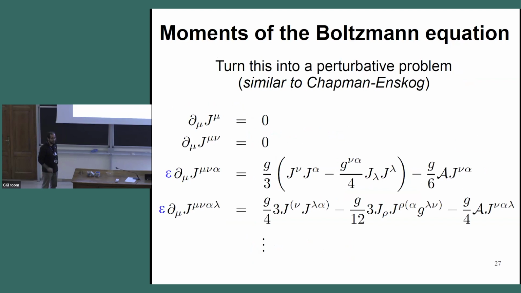So this is the trick. When I integrate the Boltzmann equation, I get rid of any mention of F. All of these moments are integrals of F, but I solve for them. I don't solve for F.